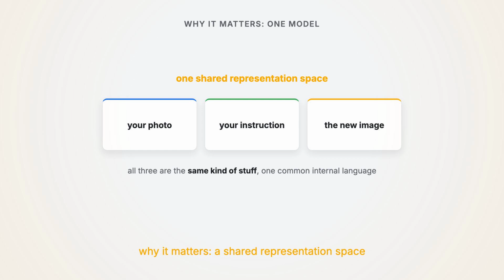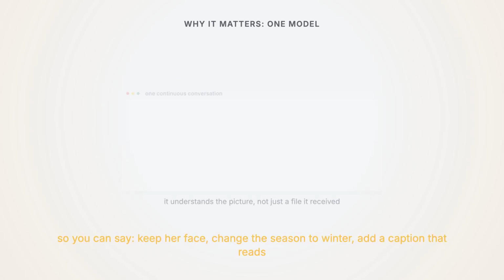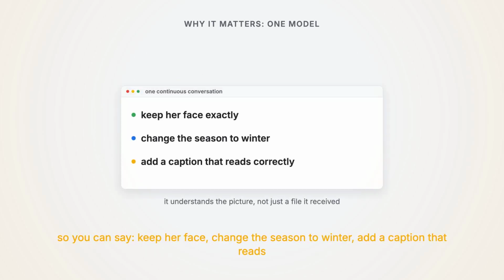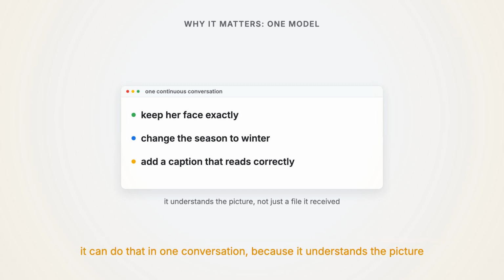When generation happens inside the same network that reasons about language, the model treats three things as the same kind of stuff: your uploaded photo, your written instruction, and the image it produces, all in one common internal language. So when you say, keep her face exactly, but change the season to winter and add a caption that reads correctly, it can do that in one continuous conversation because it actually understands the picture, not just a file it received. Stitch that out of a chat model plus a separate image service, and it gets awkward fast, because the two halves do not share a mind.